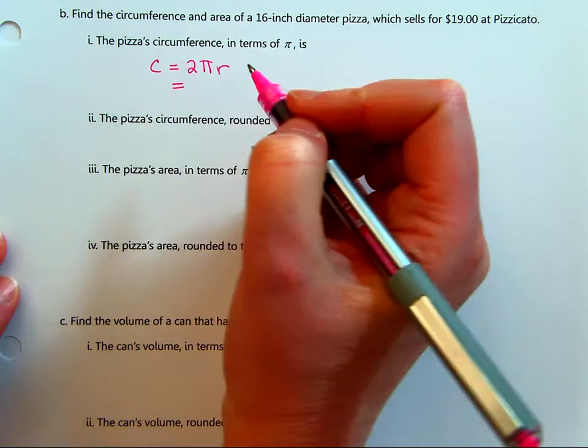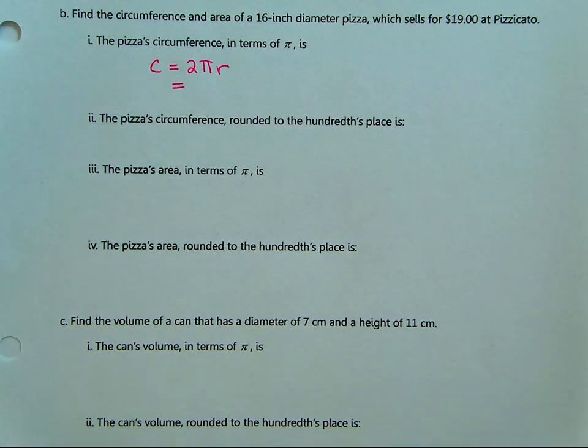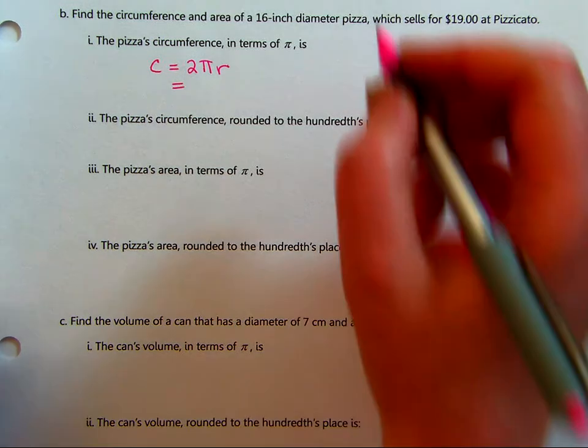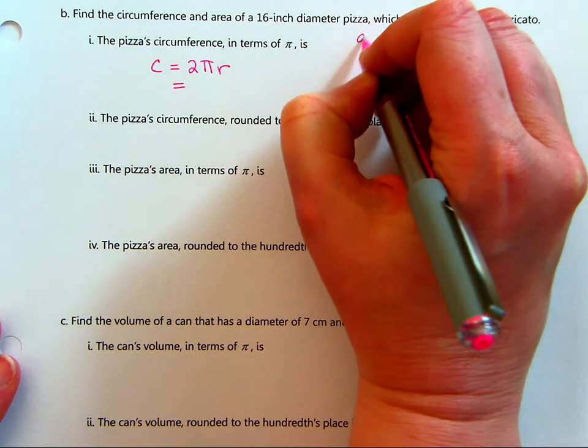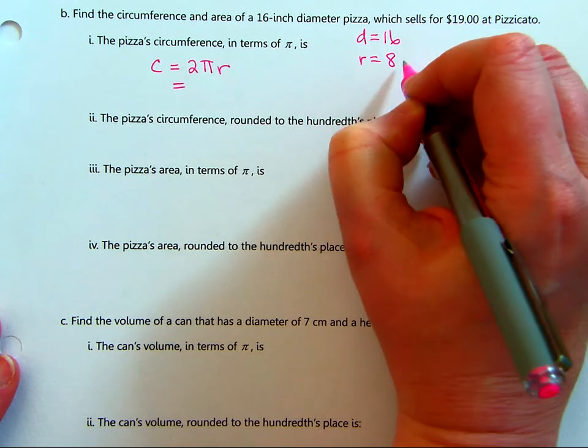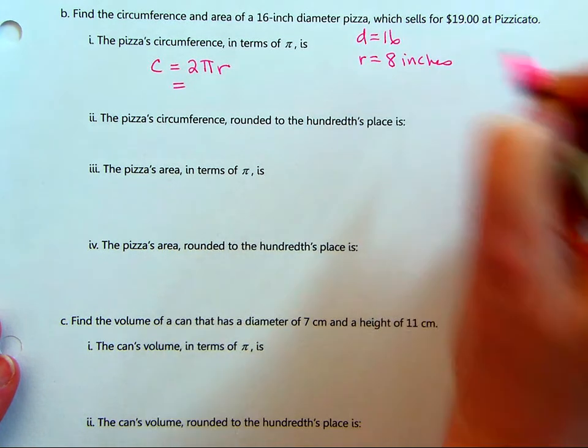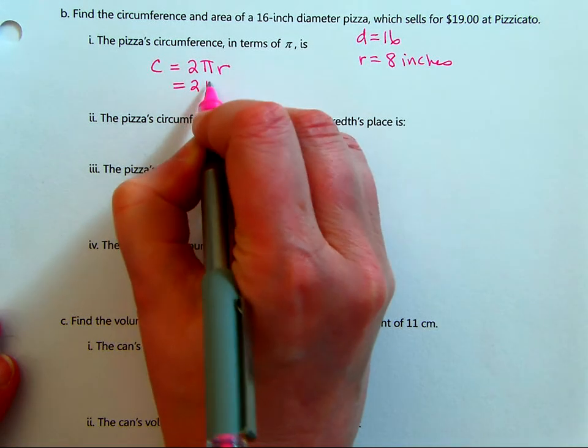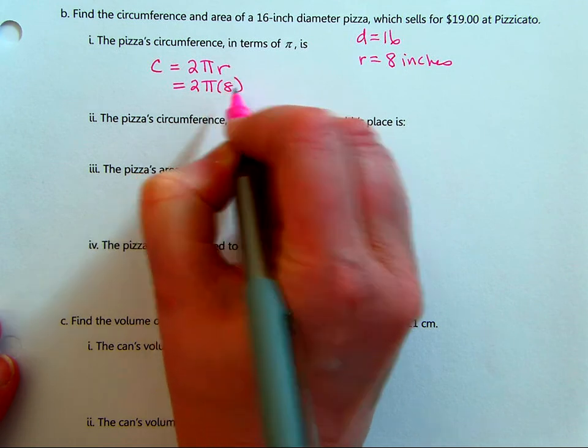So I like to write my formula first and then plug in the numbers, and I figure out what I need to plug in. But what's r? If it's a 16-inch pizza, what's r? 8. Yeah, they're really telling us the diameter. Diameter is 16, so r is 8 inches. So we plug in 2 pi times 8.